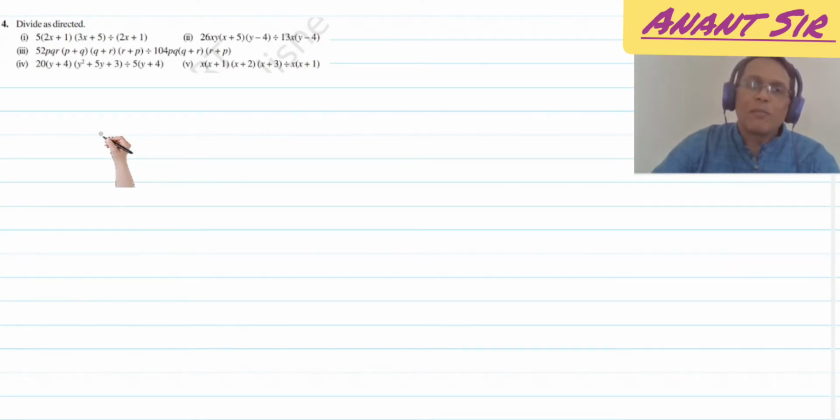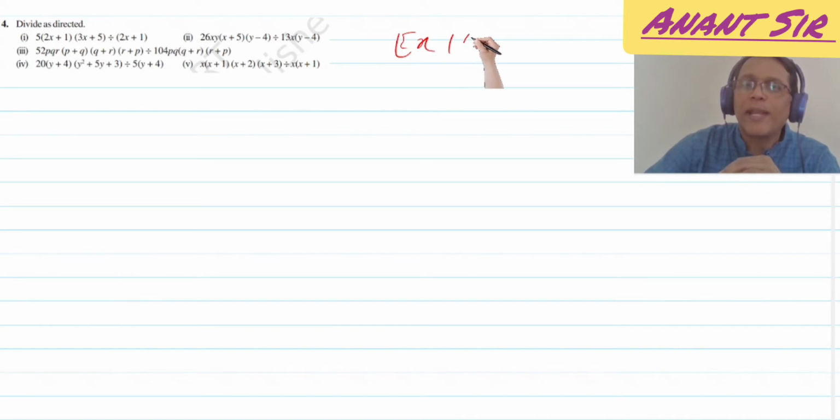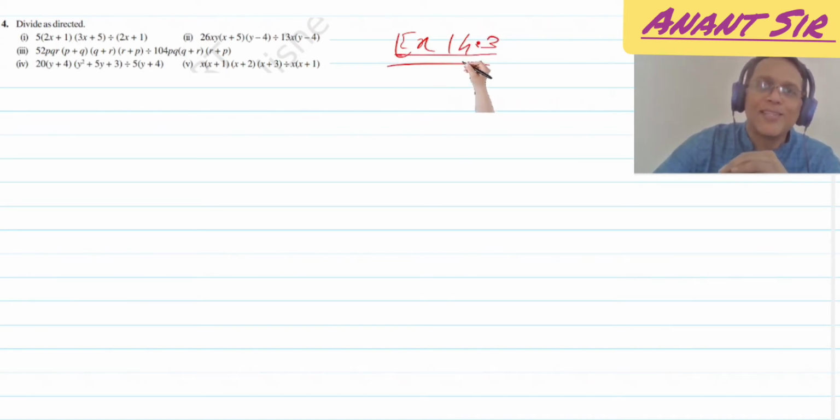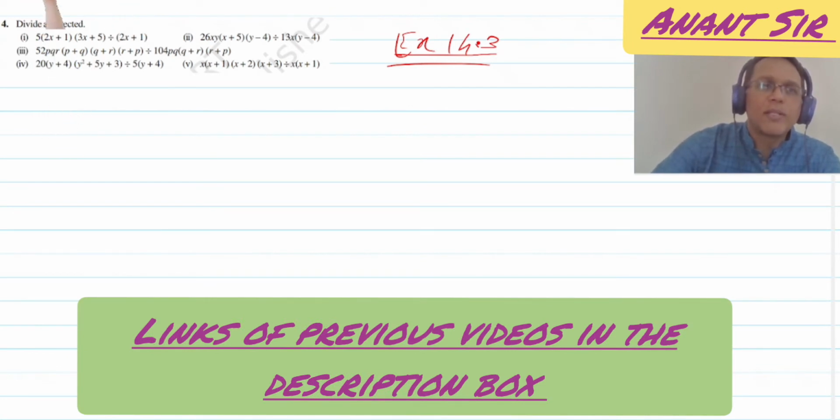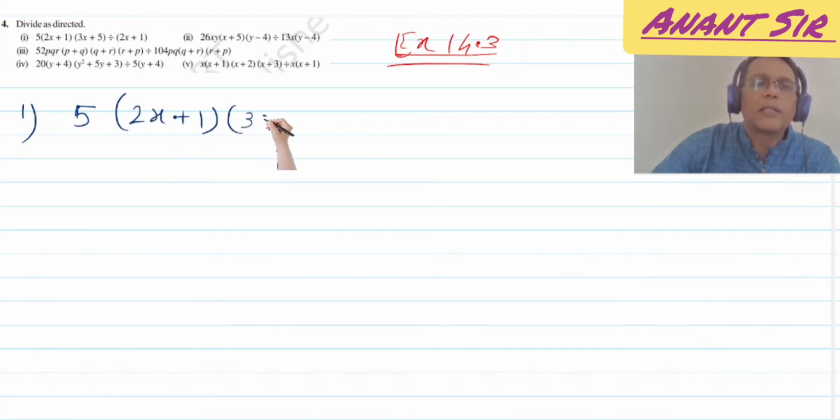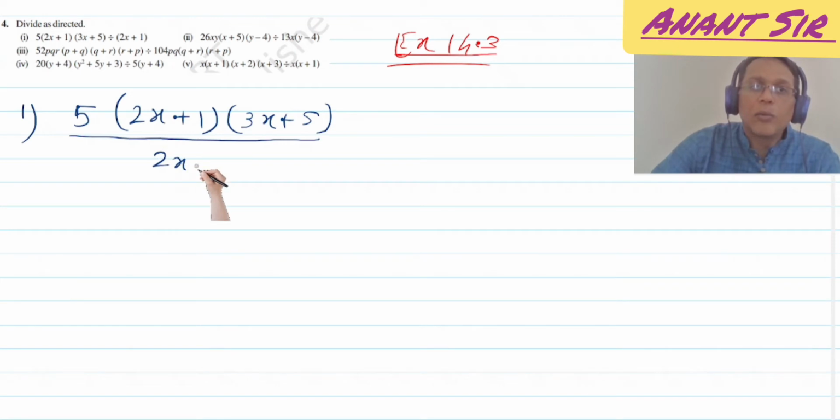Hi friends, welcome to the new video. In this video we are going to do question number 4 and question number 5 of exercise 14.3 factorization. So without wasting any time, let's start the first question. What is the first question? First question is 5 multiplied by (2x plus 1) multiplied by (3x plus 5), whole divided by 2x plus 1. We have to divide this term by 2x plus 1.